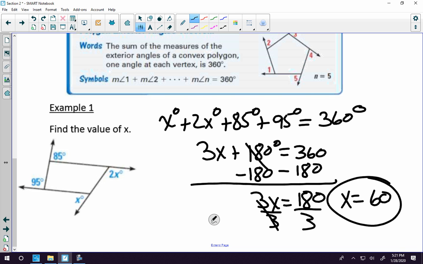So we now know this angle right here is 60 degrees because that's the value of x, and this angle right here is 2 times 60, so the angle measurement here is actually going to be 120 degrees. And you're going to notice that if we asked you to, 120 plus 60 plus 95 plus 85 would definitely equal 360 degrees.